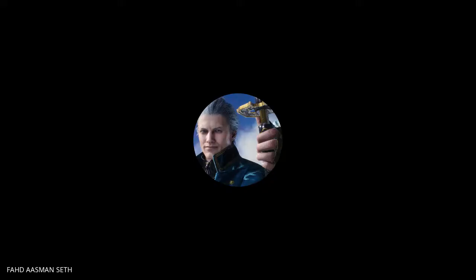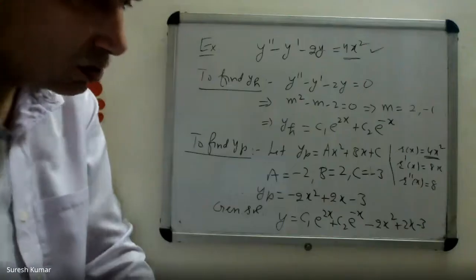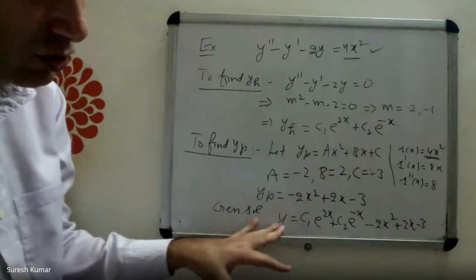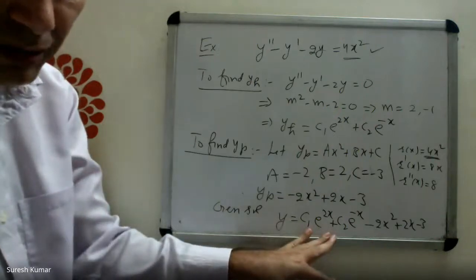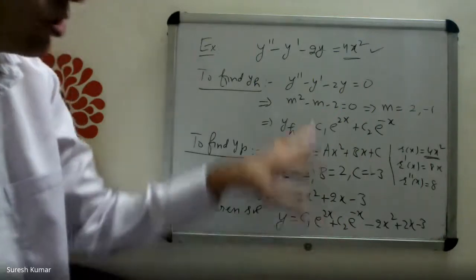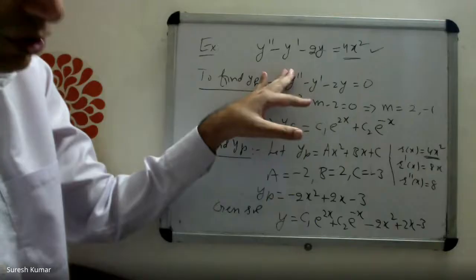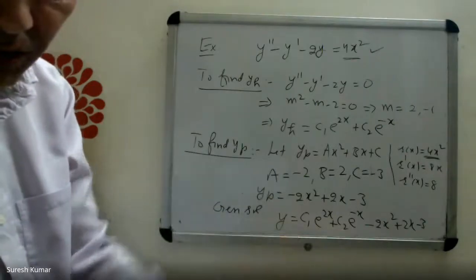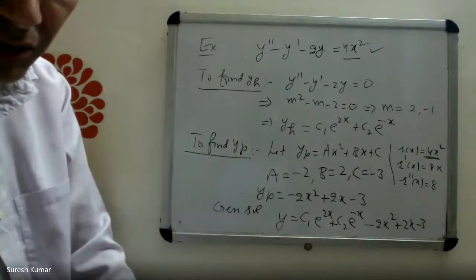Sir, while writing the general solution yp plus yh, we will not be multiplying both of them with some other constants? Will yp always be minus 2x square plus 2x minus 3, or will it be multiplied by some constant also? No need to do that. This is the solution, right? We proved in general it is a solution of the equation with two arbitrary constants. So it should be the general solution.